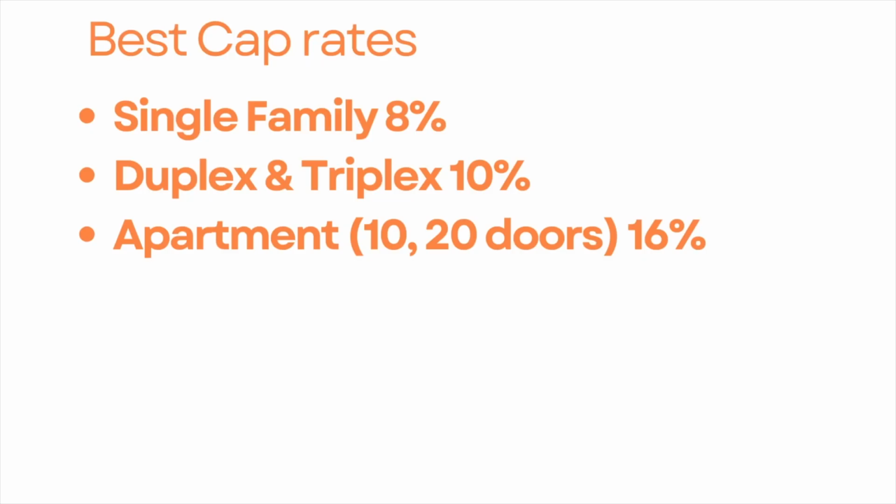So a good rule of thumb on cap rate is, I would say, a net cap rate above 8% for single family residential homes. I would say as we go up into duplexes and triplexes, we need to target 10 and up. And if you go into apartment buildings, maybe you have like 10 doors or 20 doors, you need to be targeting like a 16% net cap rate.